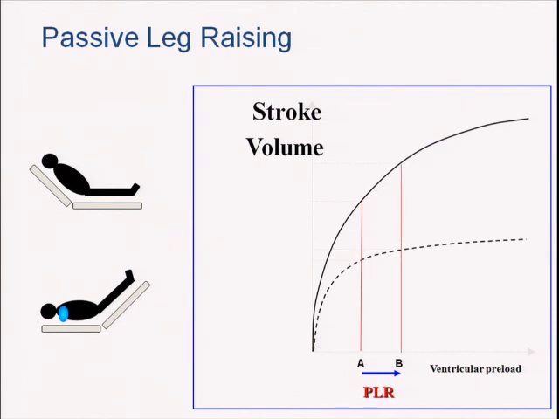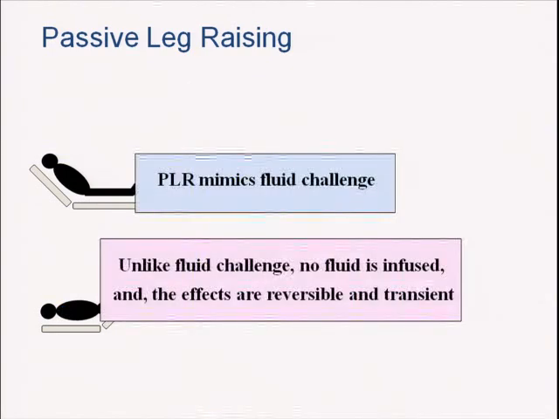With that, what happens is you shift the preload to the right, and then depending on where the patient is on his or her Frank-Starling curve, it tells you if the patient is over here, preload unresponsive, or the patient is here, preload responsive. So just by measuring change in cardiac output with lifting of the legs, you can tell where the patient is on his or her Frank-Starling curve.